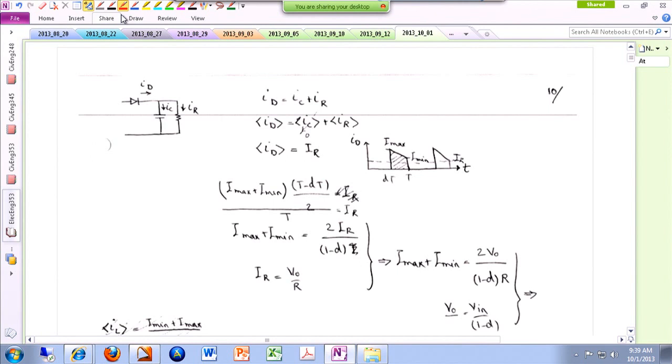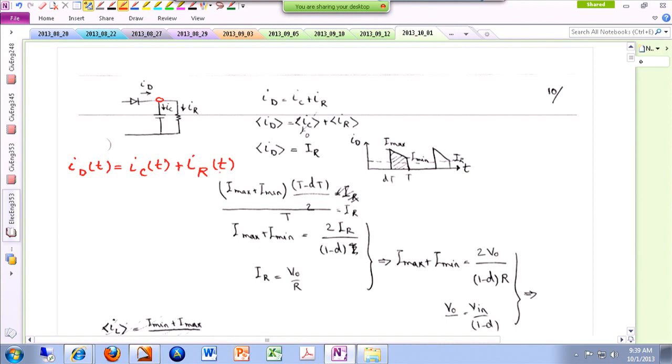Let's take a look at the average value of this current. Why are we interested in the average value of this current? The reason is, at any given time, the current of the diode, if I apply KCL over here, is feeding the cap and the resistor. So at any given time, the diode current is the current of the cap plus the current of the resistor. And the current of the cap on average is 0, and the reason is the voltage across the cap is a periodic waveform.